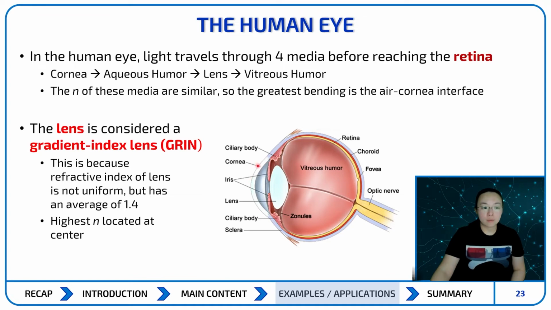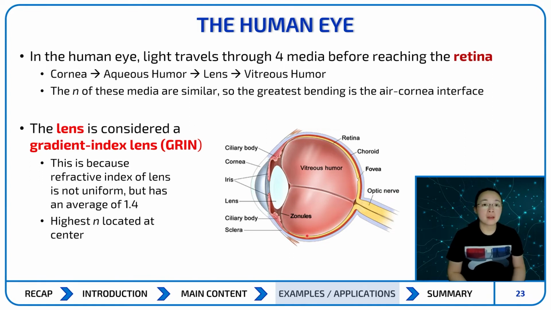It's going to have to go past the cornea, and then it's going to have to go past the aqueous humor, and then it goes through the lens, and then it goes through the vitreous humor. Skipped one. So 1, 2, 3, and 4 before it hits the yellow retina at the back.